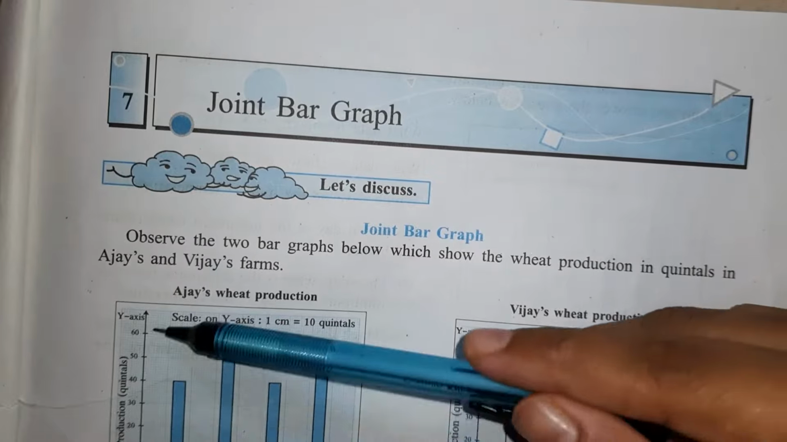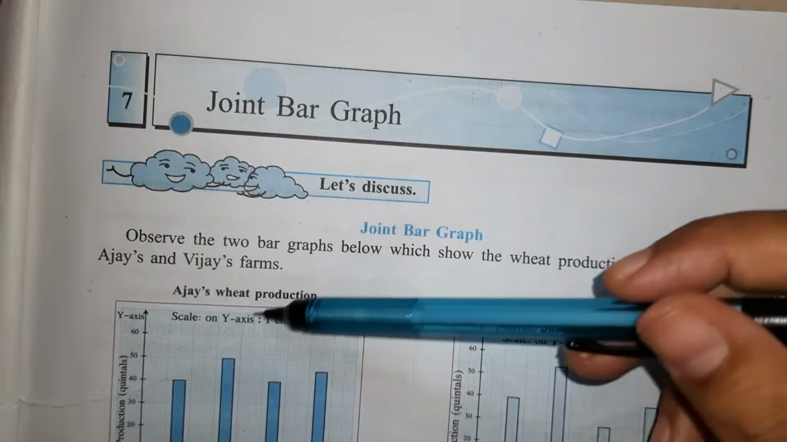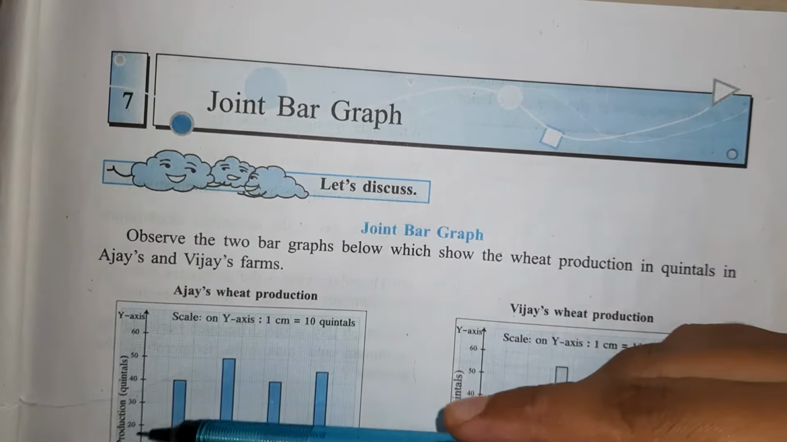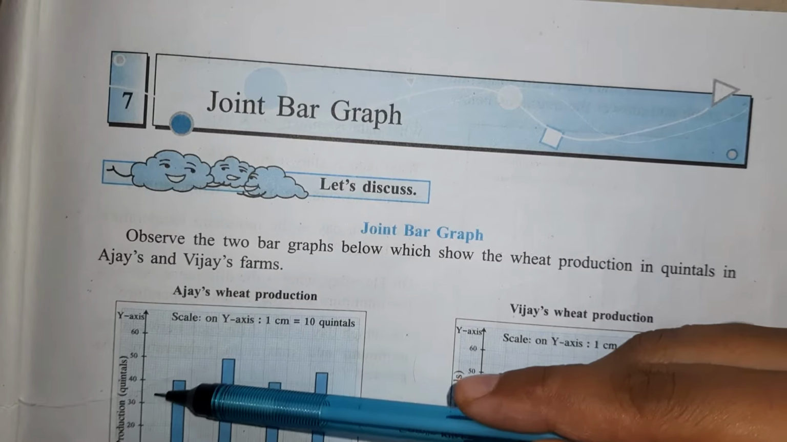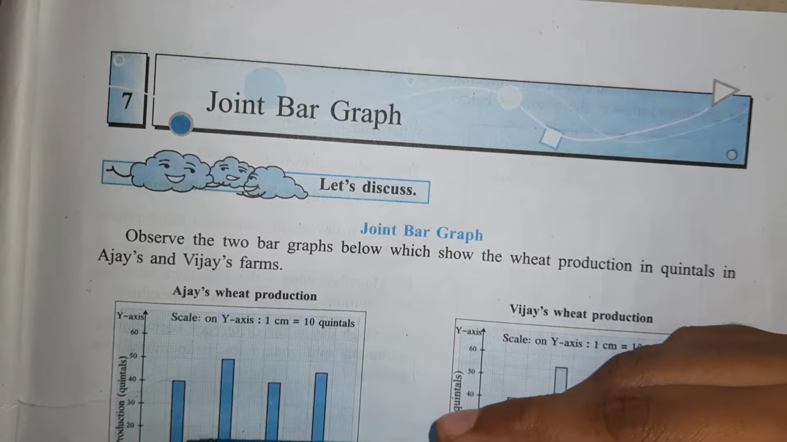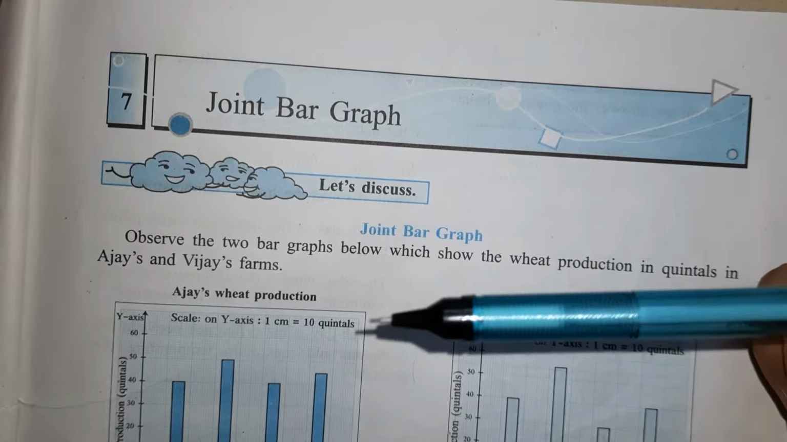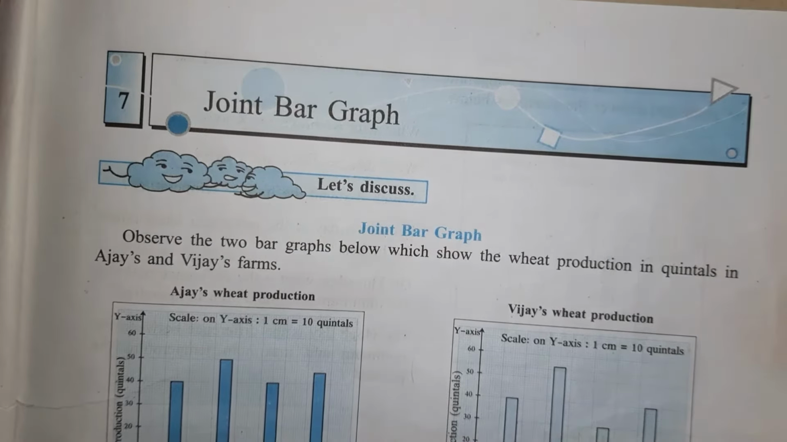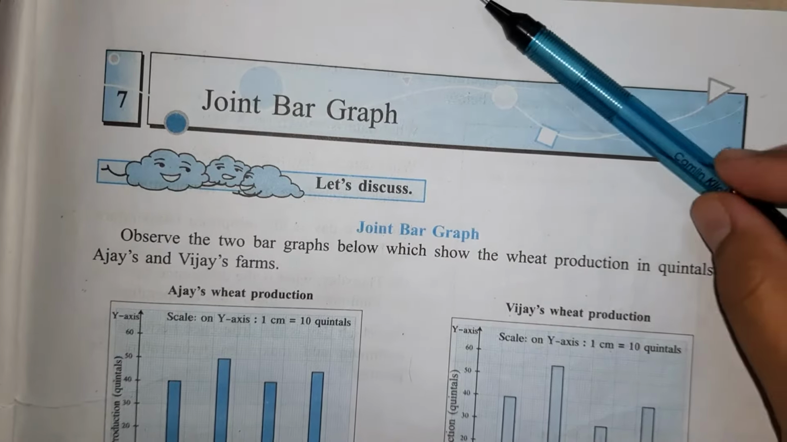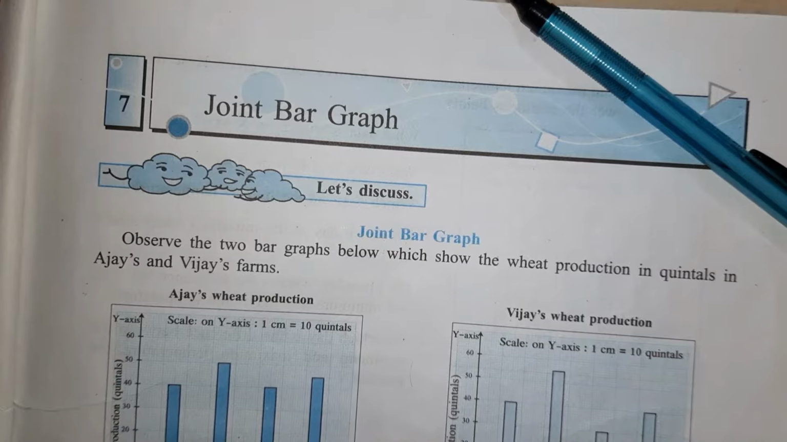So that's why x and y-axis are taken, and we need to choose a proper scale on y-axis, and every bar, every gap has a distance of 1 centimeter. Means the distance between two dark lines is 1 centimeter. Now we have to see what is joint bar graph. So joint bar graph means what?